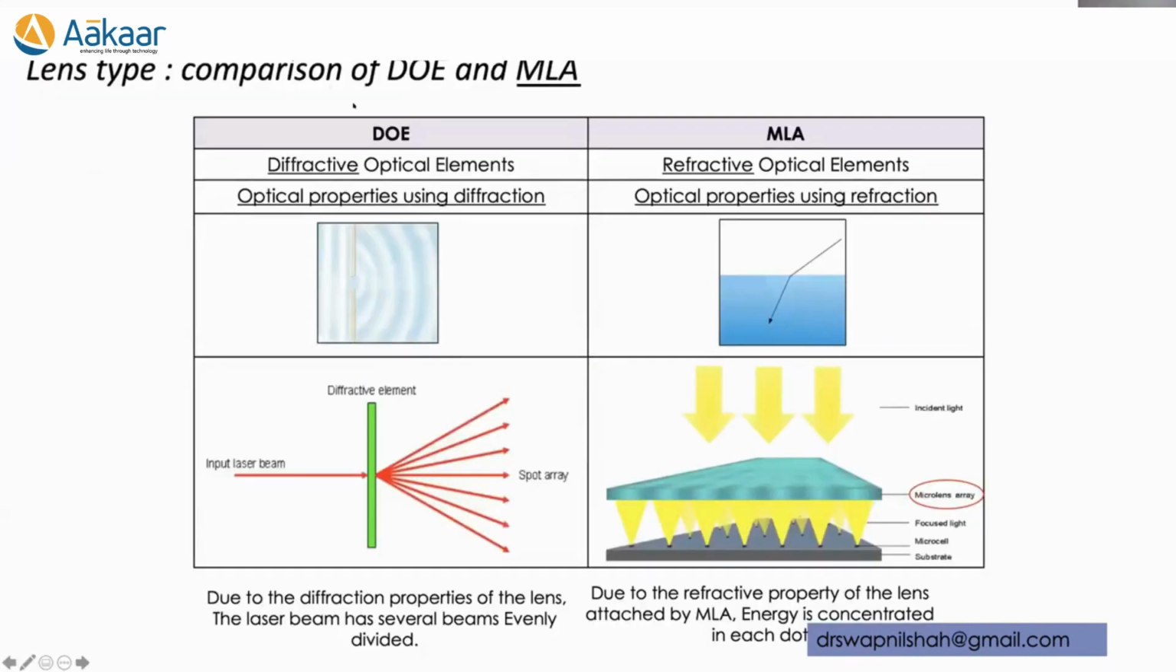So this, I was talking about these diffractive lens arrays and micro lens arrays. The point here is micro lens arrays are good because, due to refractive properties of the lens attached by the MLA, energy is concentrated in each dot. PicoWay has MLA as an optic. However, few lasers are DOE. They are good, but MLA is a more recent advanced technology than diffractive lens arrays.